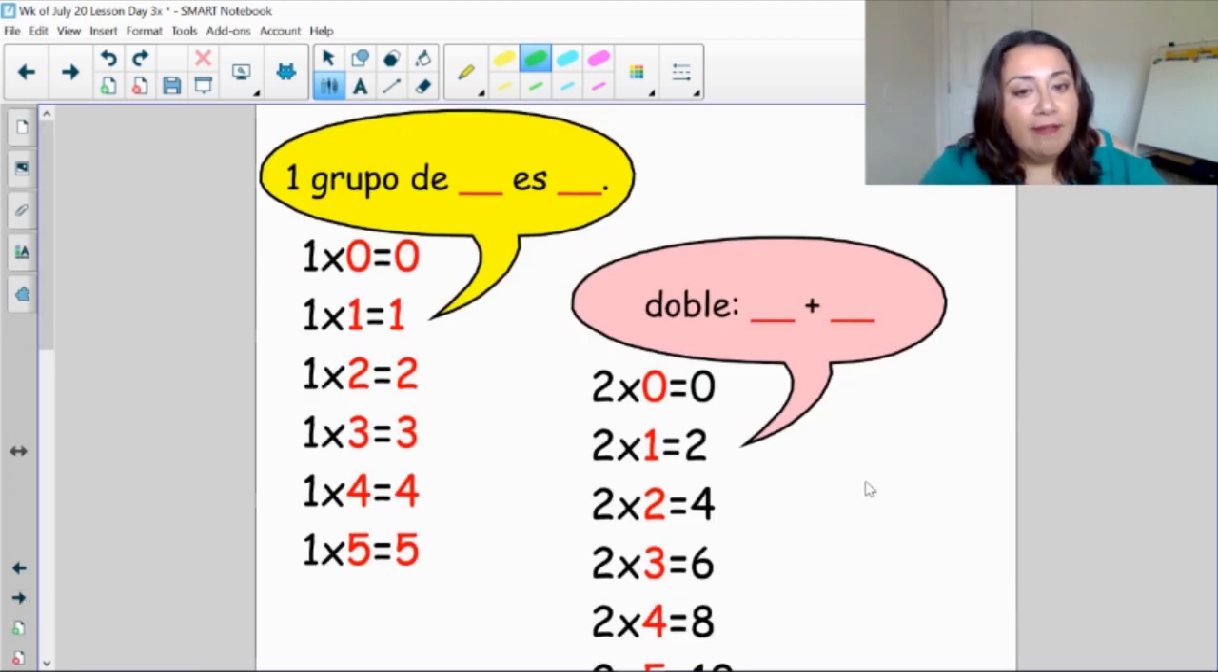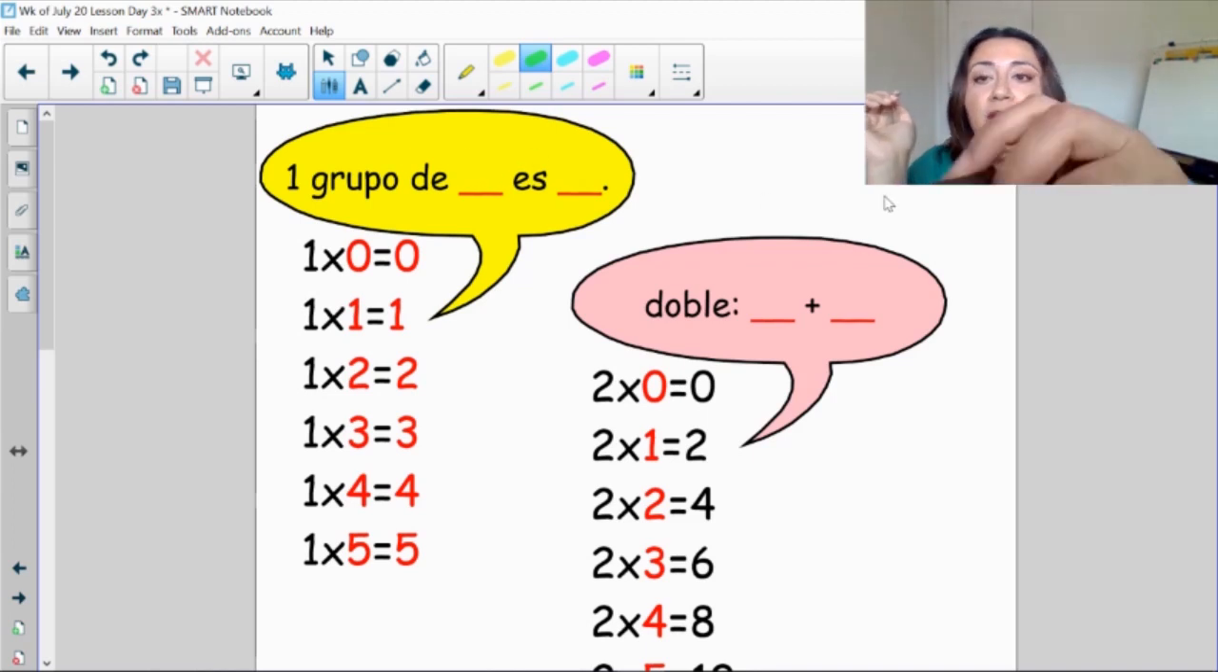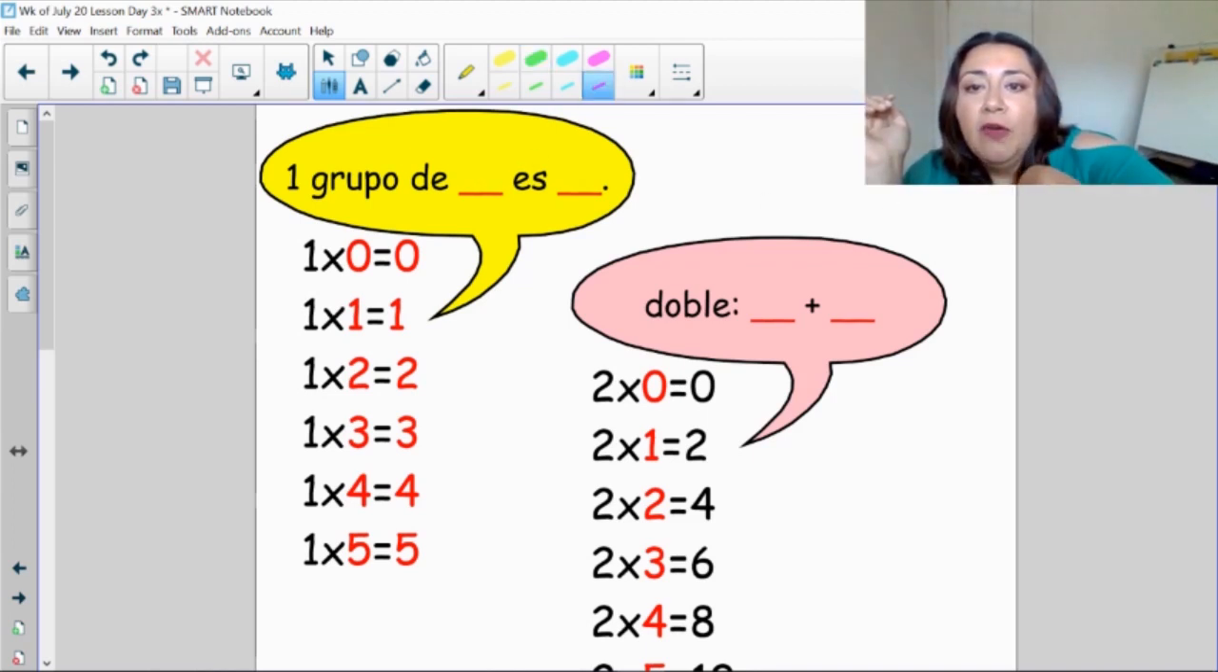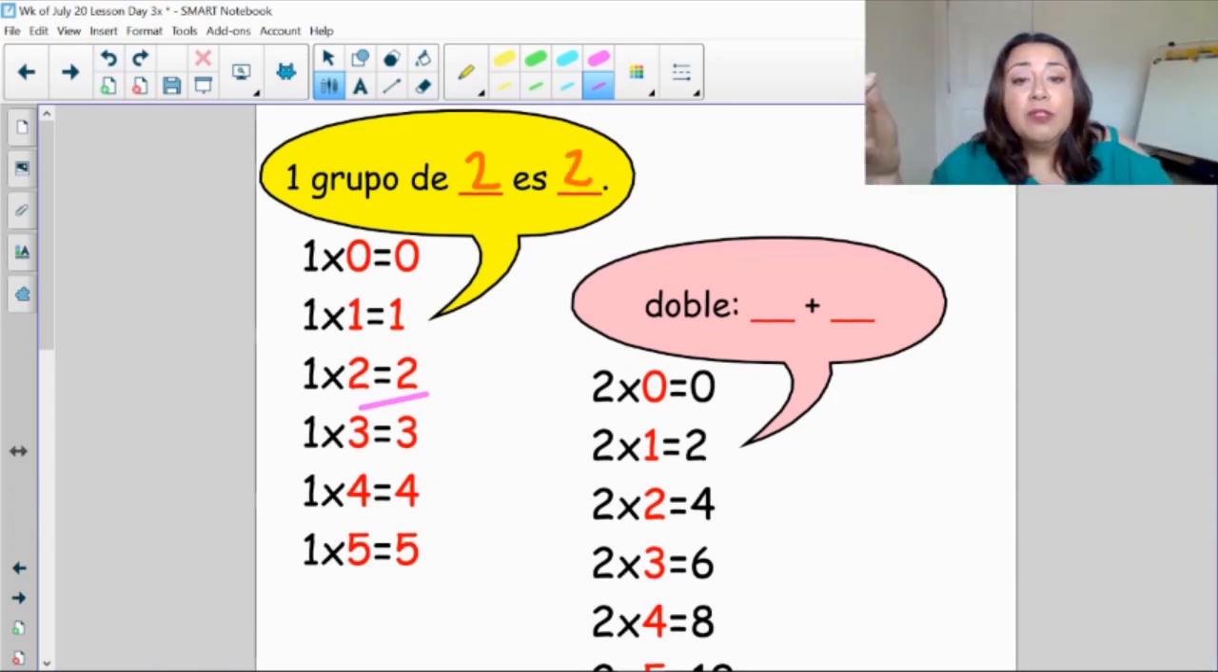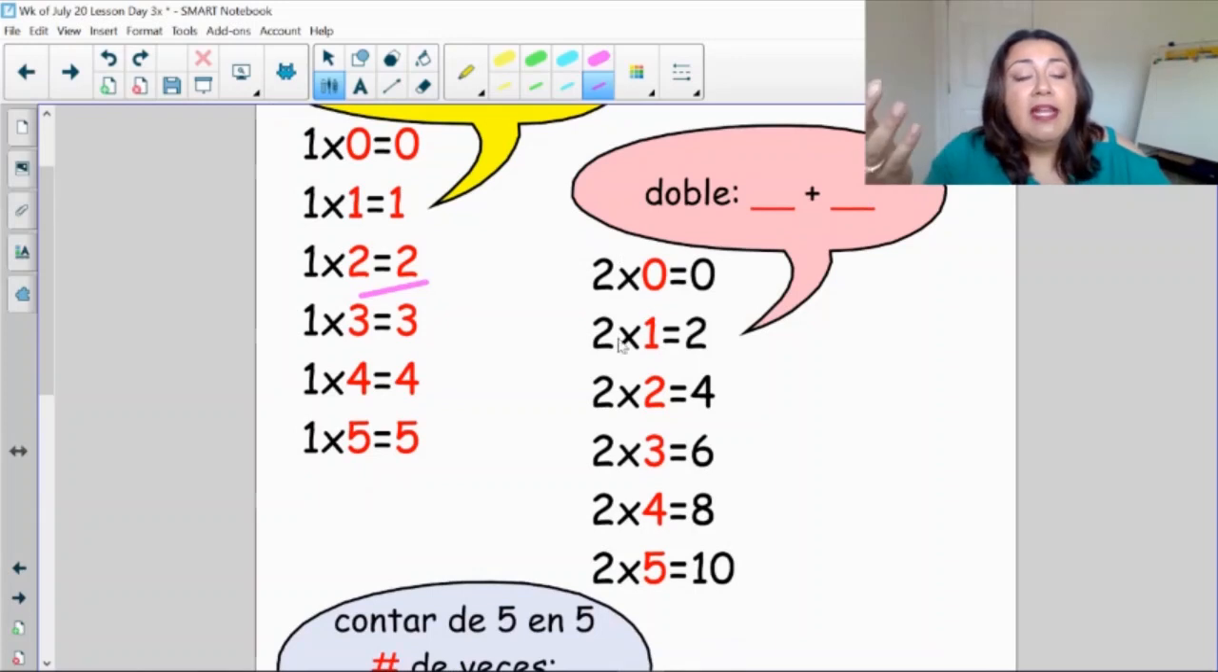Primero quiero hacer un repaso leve de las tablas de multiplicación. Como les dije el otro día, un grupo de es una frase que podemos usar cuando estamos multiplicando la tabla del 1. 1 por 0, 0, 1 por 1, 1 y sucesivamente. Un grupo de 1 es simplemente 1. Un grupo de 2 es simplemente 2. También cuando estamos multiplicando la tabla del 2, es simple hacer el doble.